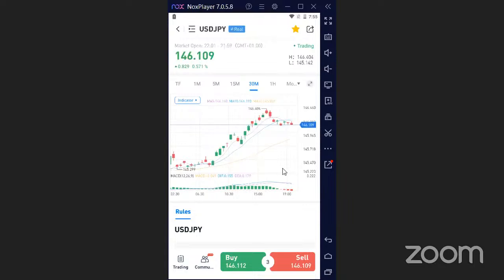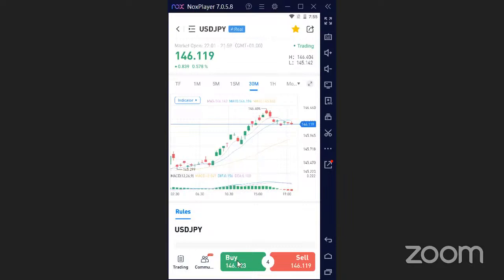When I say sell, you sell. When I say buy, you buy. I'm going to be giving you a take profit, that is TP, and SL. So I'll be giving you the numbers.